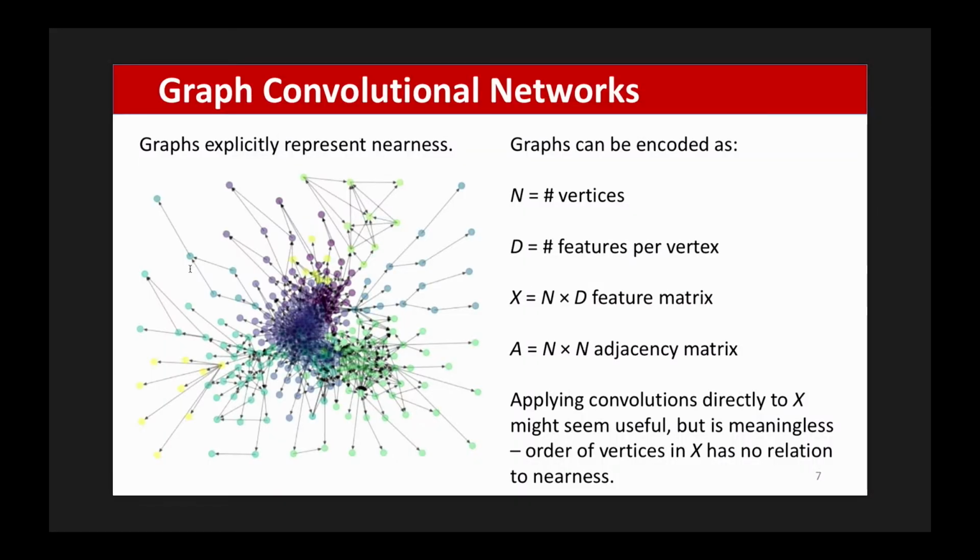And so what graph convolutional networks do is they strip away that assumption that your coordinate system matters, and they start to leverage the explicitly encoded relationships in your graph.